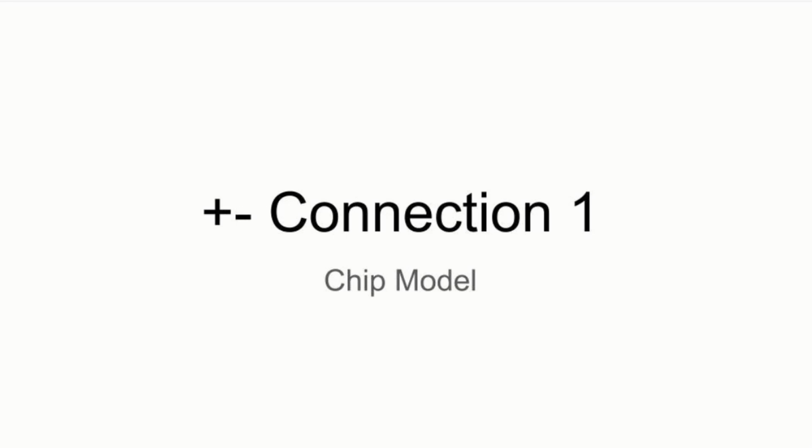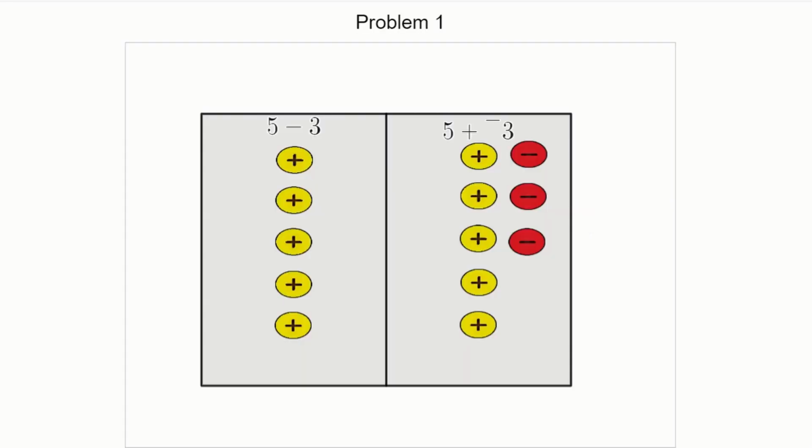Plus minus connection 1. Previously, we learned how to add and subtract positive and negative integers using the chip model. Turns out there's a special relationship between addition and subtraction, which we'll be exploring in this video. Taking a look at this first problem, notice that we have two sets of equations. On the left here, we have a subtraction problem, and on the right here, we have an addition problem. Hopefully, after solving both equations, we can see a relationship between addition and subtraction.